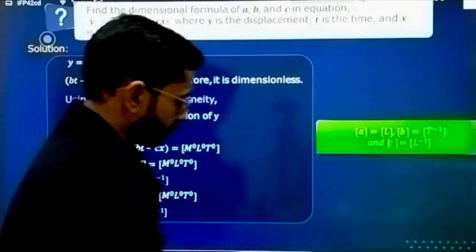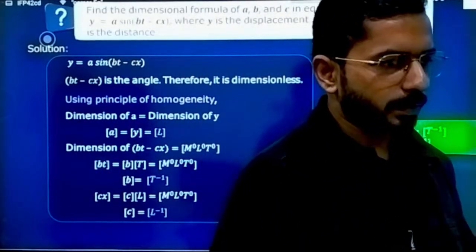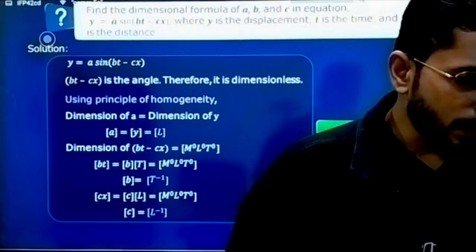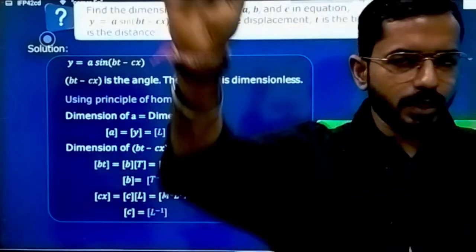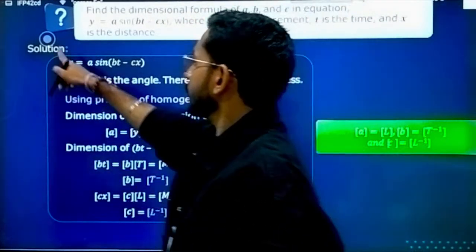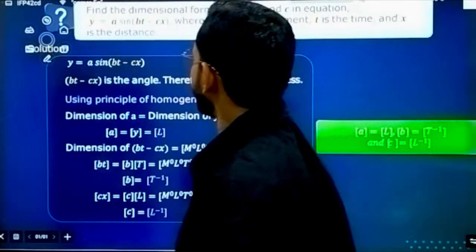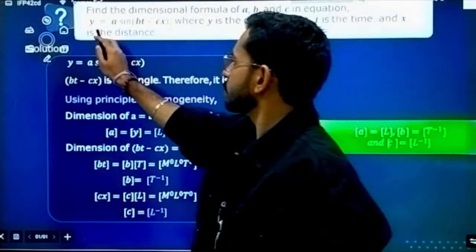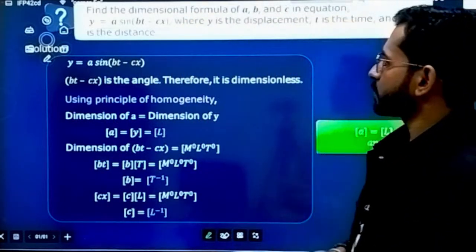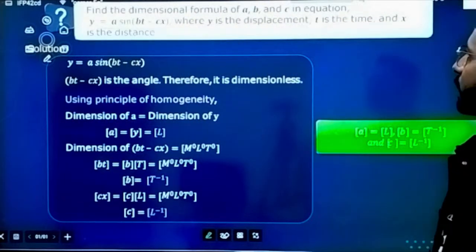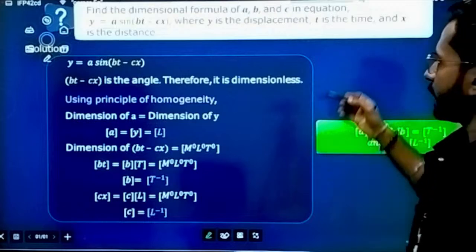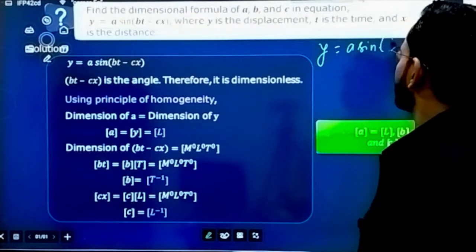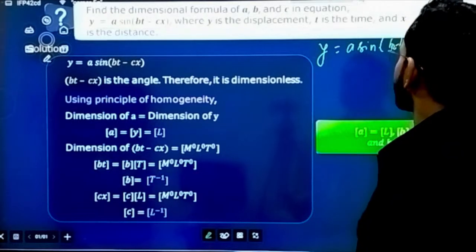Now see, here is a question. Let's understand from the questions. We'll have a much better idea because we are in the revision. I hope I don't have to explain the basic theory. The more questions we do, the more understanding we will get. Now see here. What is the question? Find the dimensional formula for A, B, C in the equation. Our equation is y is equal to A sine of bt minus cx, where y is the displacement and t is the time. What is the equation? y is equal to A sine of bt minus cx.